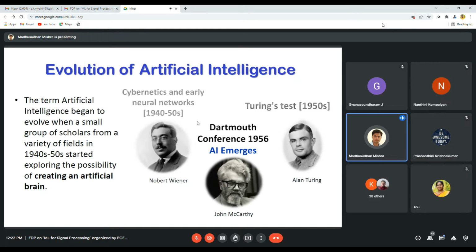So basically the term artificial intelligence began to evolve when a small group of scholars from a variety of fields in the 1940s and 50s started exploring the possibility of creating an artificial brain. They wanted to create an artificial brain, and that led to the coining of the term artificial intelligence. Then cybernetics and early neural networks were proposed in the 1940s and 50s. And then AI emerges, and then there was the Turing test by an eminent personality, Alan Turing, in the 1950s.